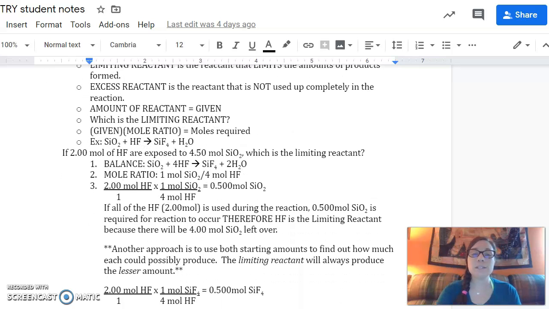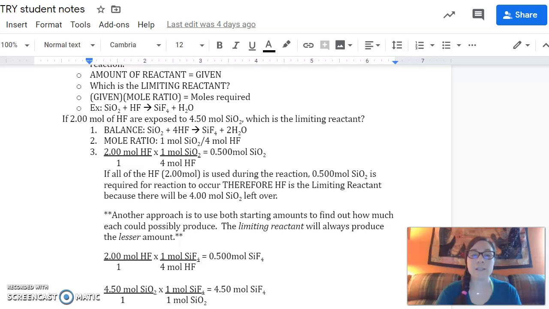All right, so here's an example that I have worked out for you guys. 2 moles of HF are exposed to 4.5 moles of SiO2, which is the limiting reactant? All right, so here we're given 2 amounts of a substance to start with.